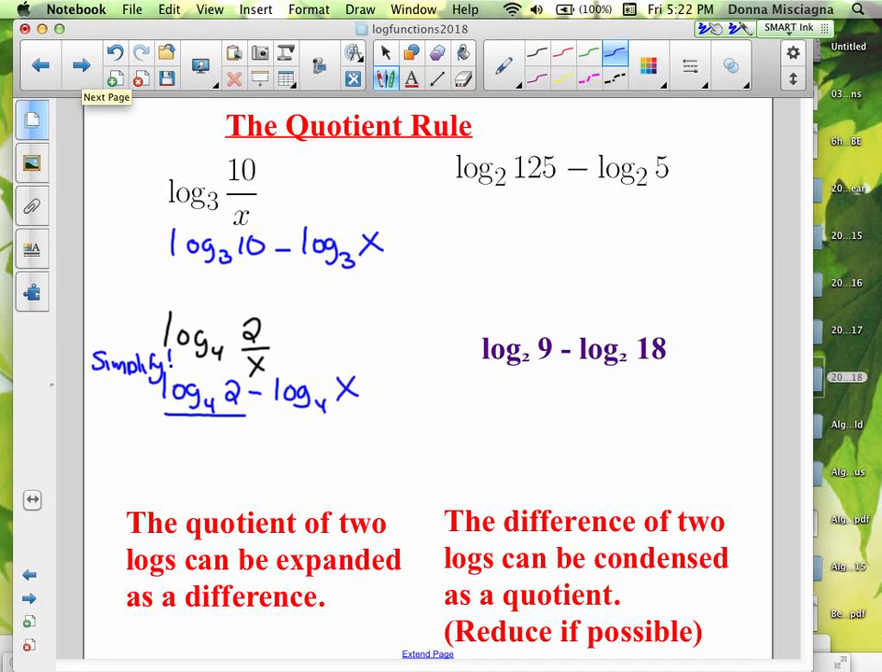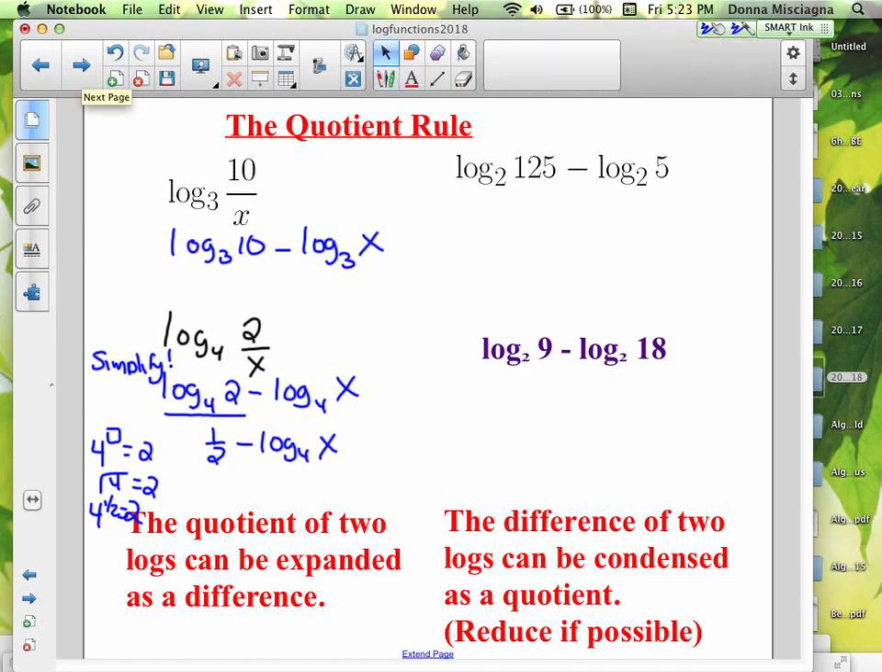So the power I have to raise 4 to get 2, well, that's going to be the square root of 4, right, is equal to 2. And how do we write a square root as an exponent? That would be 4 to the 1/2 that equals 2, right? So we can rewrite log base 4 of 2 as 1/2. So now this is 1/2 minus log base 4 of x. So now we don't have the log of a quotient. We don't even have two logs. We just have the difference of a constant and a log. And if we were solving this as an equation, this is now much easier to solve because there's only one log in there. And the only thing with the log is just an x.